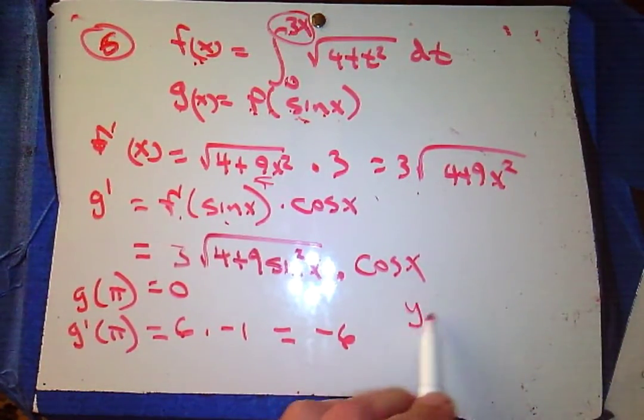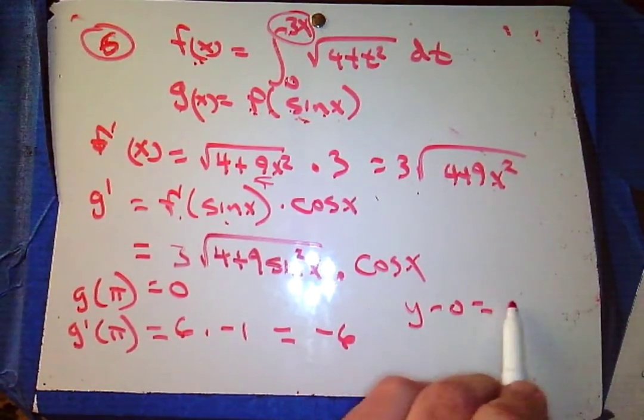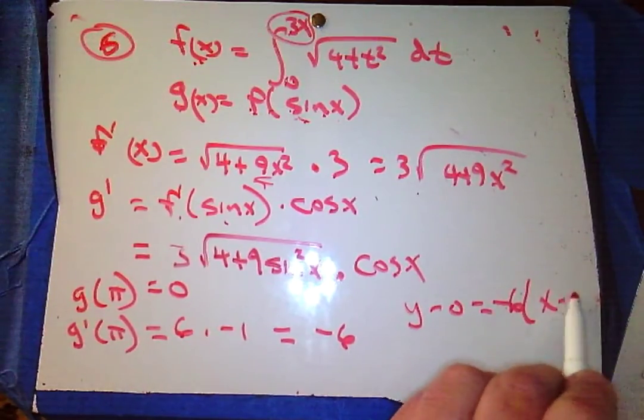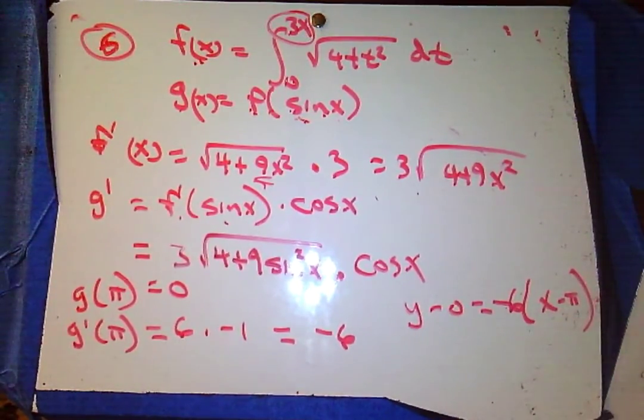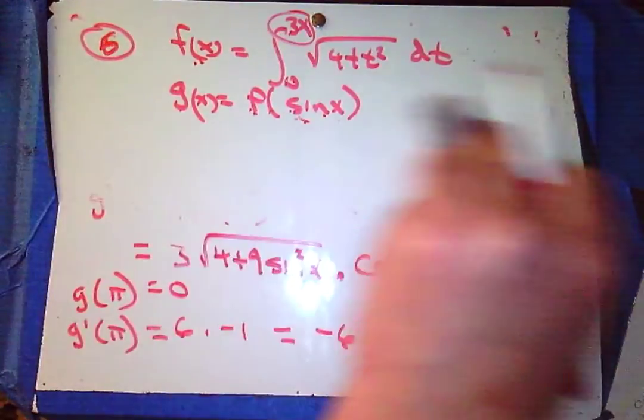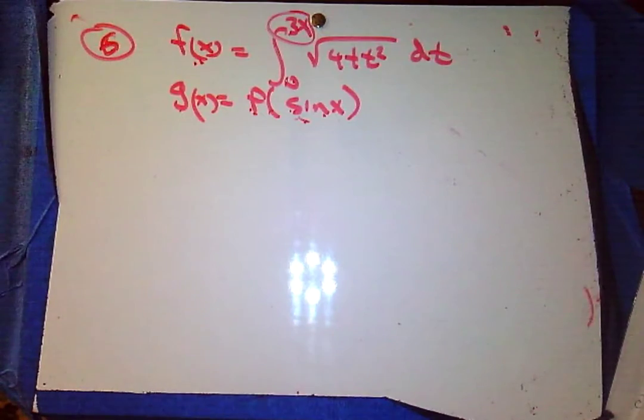So then y minus 0 equals negative 6 times x minus pi. That is my tangent line. And I move on. Part C. Part C says, write but do not evaluate an integral expression that represents the maximum value of g on the interval from 0 to pi. The maximum value of g.